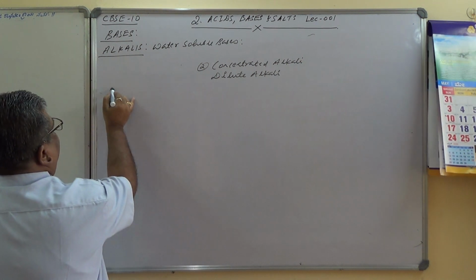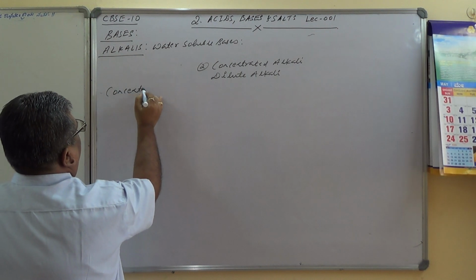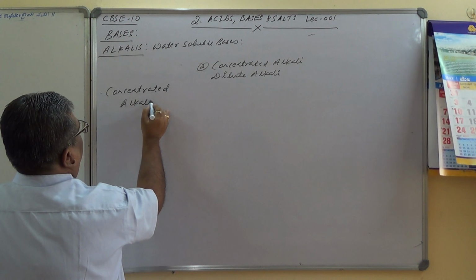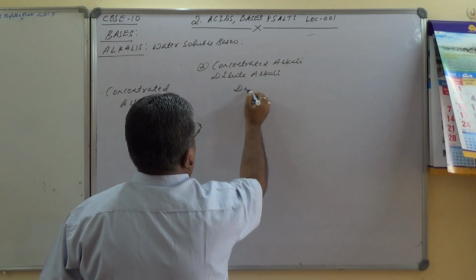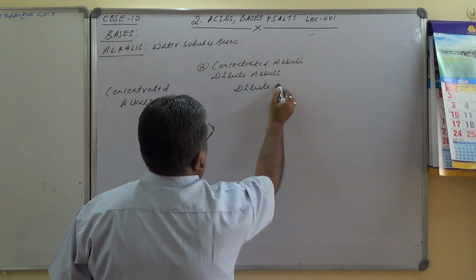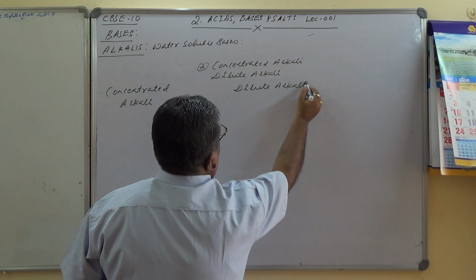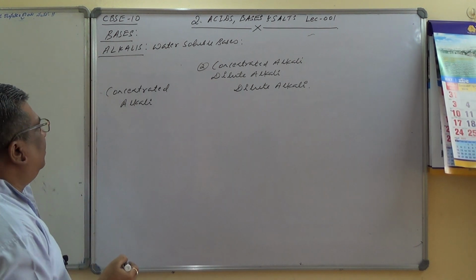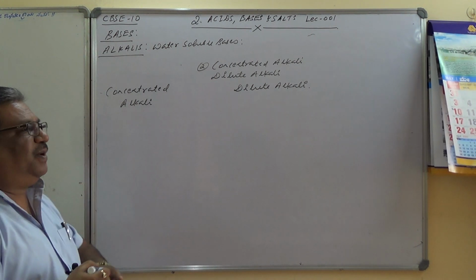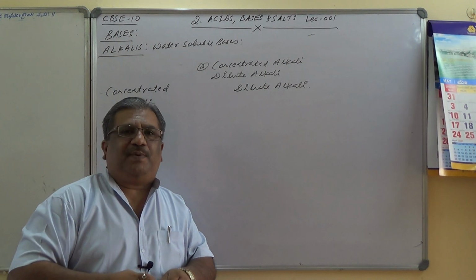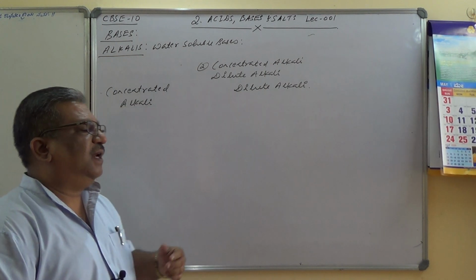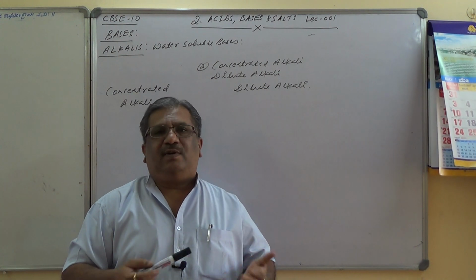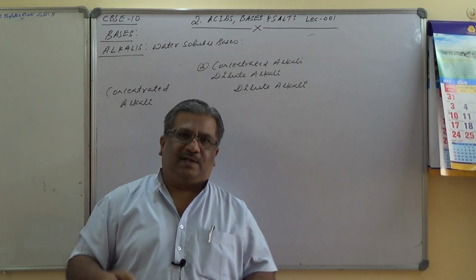Next is concentrated and dilute alkali. Similar to acids we studied, concentrated and dilute depends upon the relative percentage of alkali present in aqueous solutions. If the relative percentage of alkali present in aqueous solution is less, it is called dilute. If it is present more, it is called concentrated.